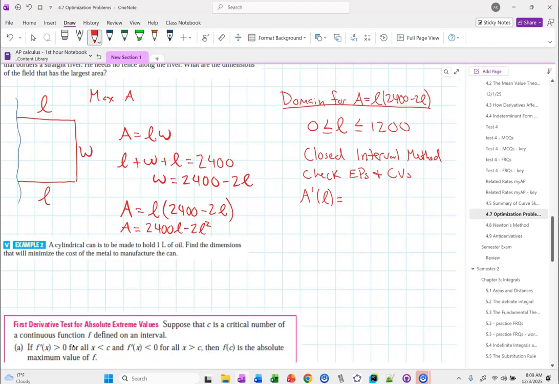So the derivative of A should be, good, 2400 minus 4L. So if I set that equal to 0, we get 600. And where does that derivative fail to exist? Nowhere. How do you know that? It's a polynomial. Everybody's okay there?